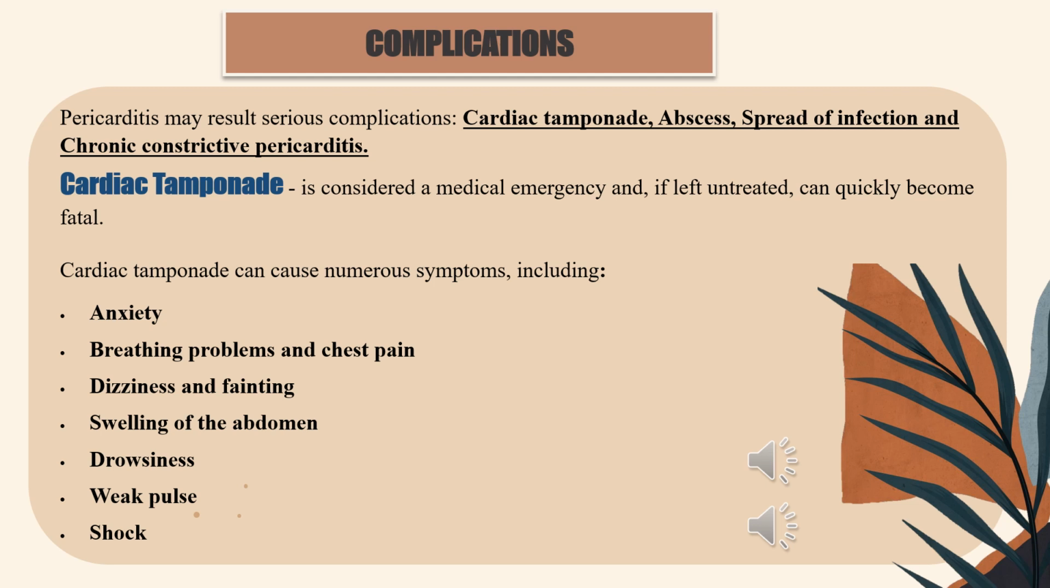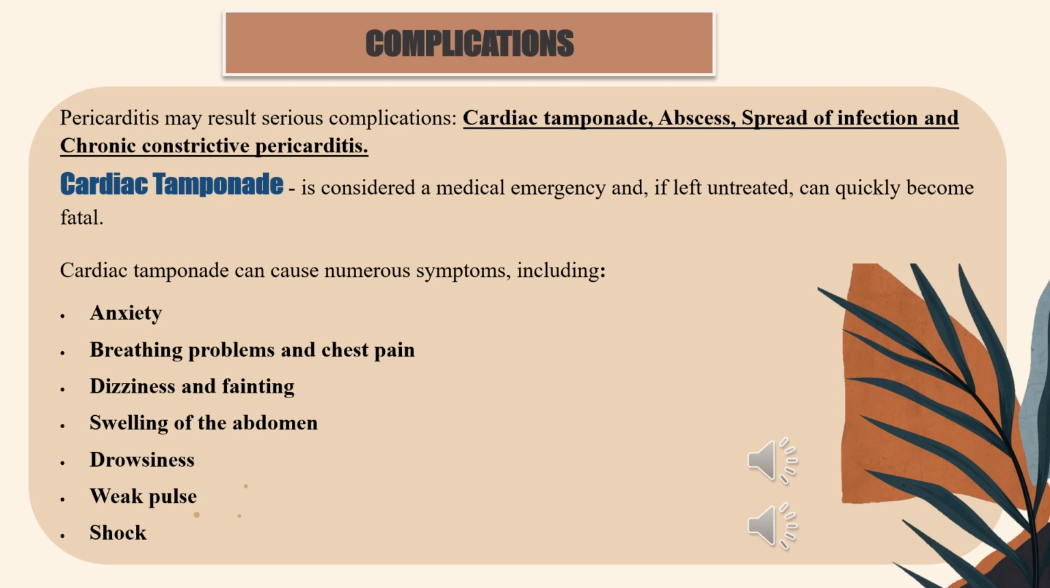Complications. Pericarditis may result in serious complications. This includes cardiac tamponade, abscess, spread of infection, and chronic constrictive pericarditis. Let's start. Cardiac tamponade is considered a medical emergency and, if left untreated, can quickly become fatal. It develops when too much fluid builds up between the heart muscle, which is the myocardium, and the pericardium. This puts pressure on the heart that prevents it from both filling and pumping and leads to shock.